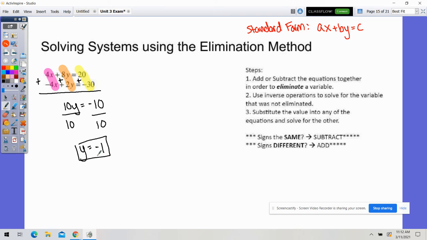Now, this same step applies. Substitute the value into any of the other equations to solve for the other. So since we have y, which is -1, we need that x as well. So let's take the top equation. Here they're both pretty much the same in terms of steps. So we'll take the top and we'll substitute -1 for y, which I'll put in a different color.